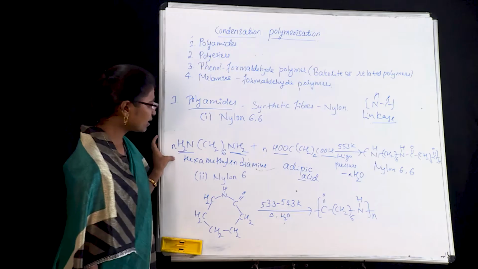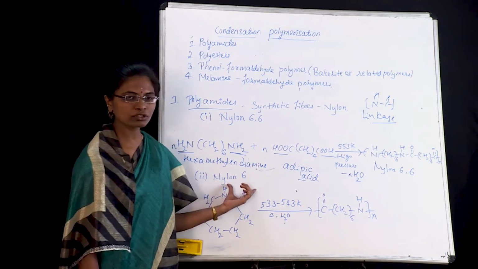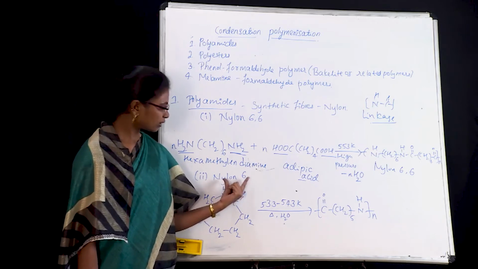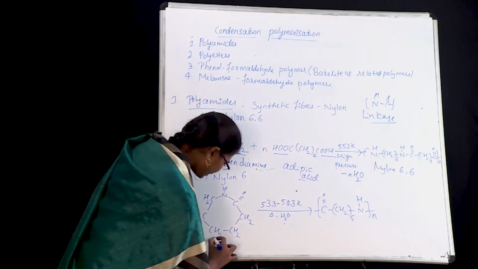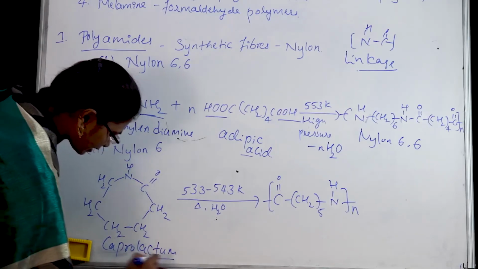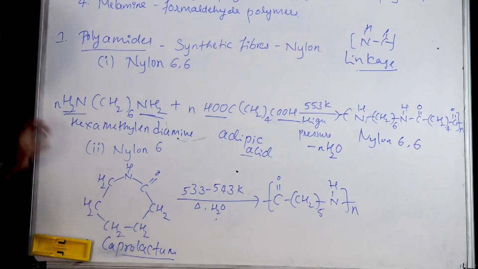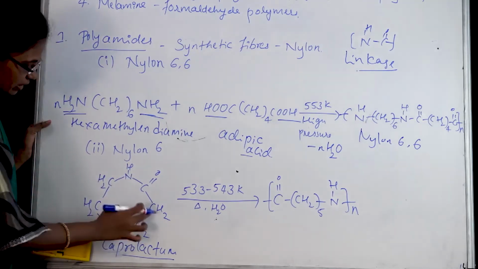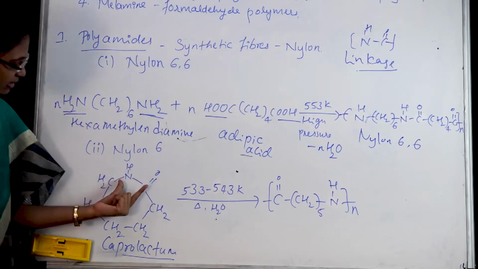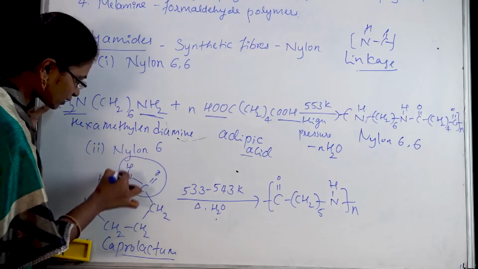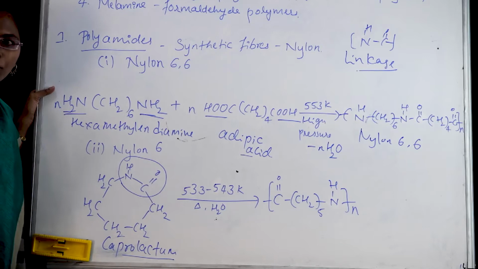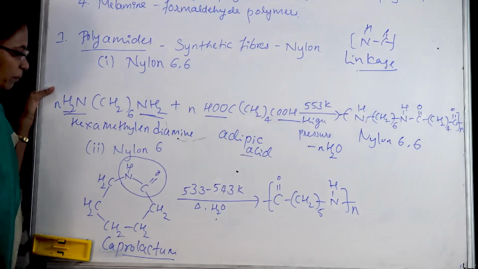The next one is nylon 6, which is also a polyamide. This polyamide is prepared from caprolactam. This structure is caprolactam: there are 5 CH2 groups, 1 carbonyl group and 1 NH group, so it also has 2 functional groups. Condensation polymerization always takes place with monomers having bi- or trifunctional groups.